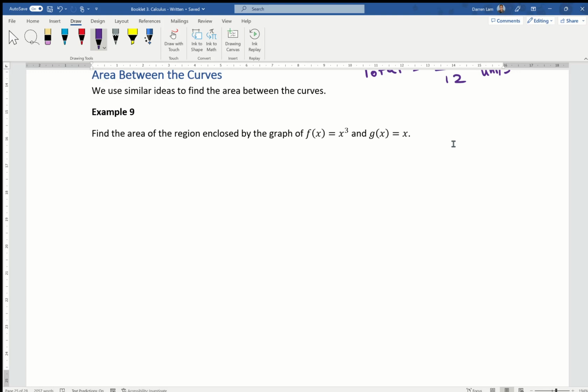My first point of call, of course, is always to graph it. So let's graph our function. Let's all pretend that goes through the origin. Thank you.